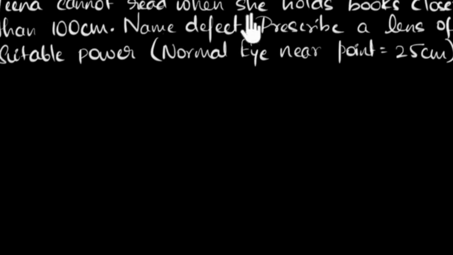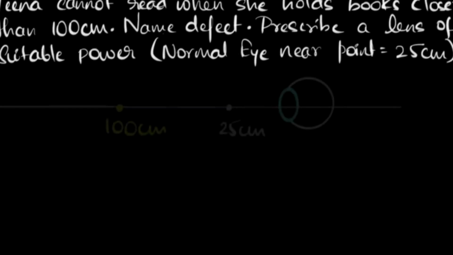Veena cannot read when she holds books closer than 100 centimeters from her eye. Name the defect and prescribe a lens of suitable power to correct that defect, given that the normal eye near point is 25 centimeters. So let's see what's given to us.